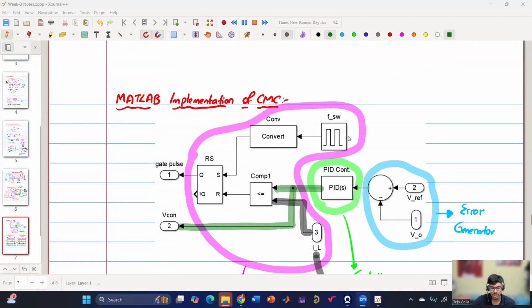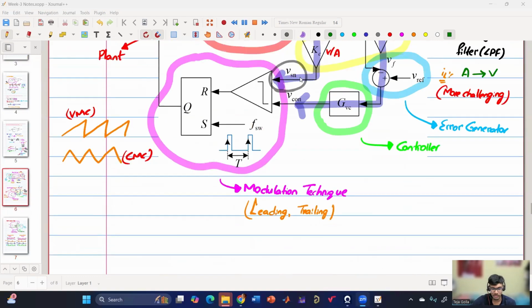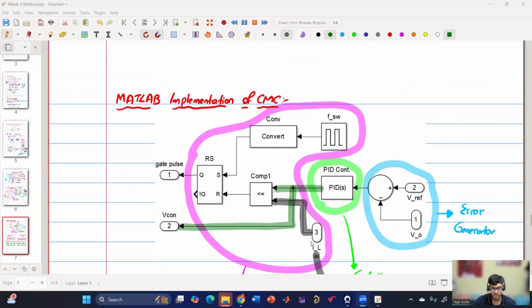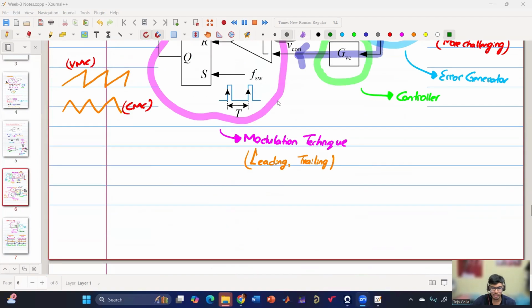So that's why we didn't go into detail, but you can always explore in other courses as well as on NPTEL. Then we have seen the MATLAB implementation of the current mode control architecture, and we have correlated between the architecture as well as this. So I have used the same color so that you can correlate between this diagram and that diagram.